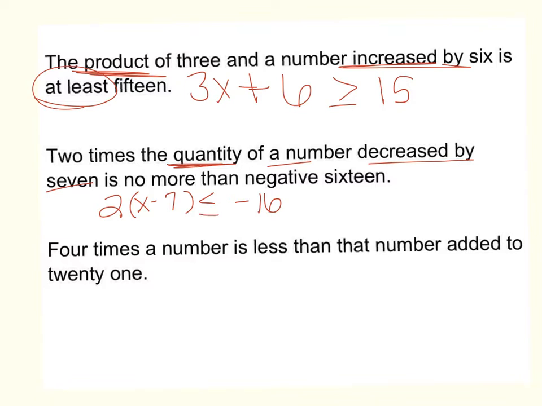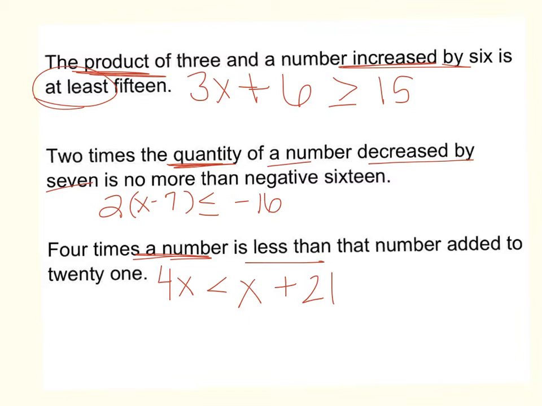4 times a number is less than that number added to 21. So we have 4 times a number, 4 times x, is less than that number. What number? Well, we used x as our a number, so we're going to use x again. A number added to 21. And there's our inequality.